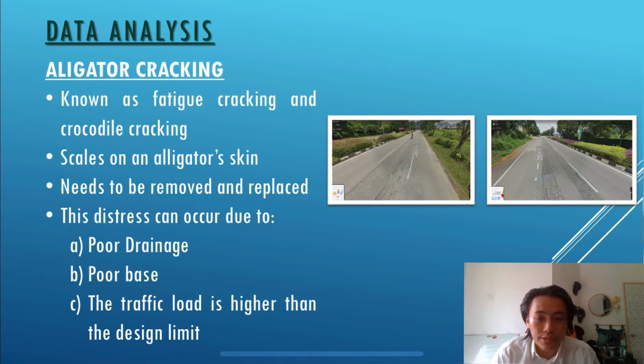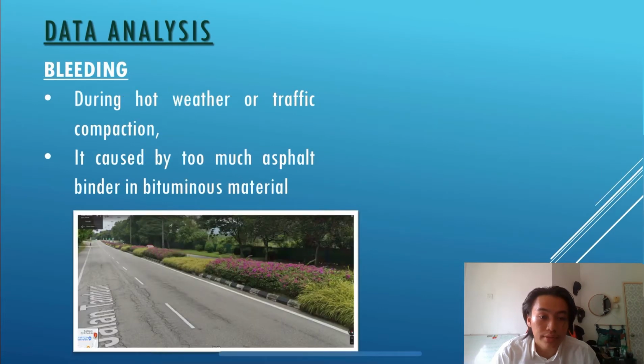It is one of the most serious issues that an asphalt surface can encounter, especially if it is left without fix, because if we do not remove and repair, the cracking will continue to spread. The distress can occur due to, first, poor drainage, second, poor base, and the last one, the traffic load is higher than the design limit.